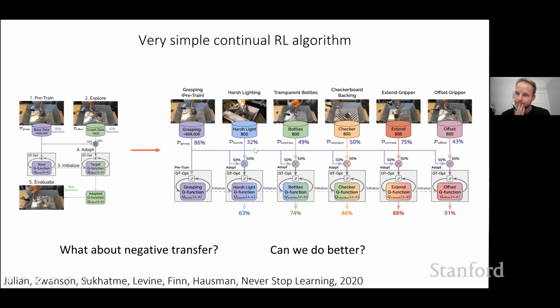Are you somehow leveraging, like in the offset gripper, some improvements that you've made just by diversifying your data set through checkerboard backing and extended gripper? Did you just put them in that order? And if you initialized the offset gripper with the original purple model that you have here, and mixed the order around, would you see that same pattern?